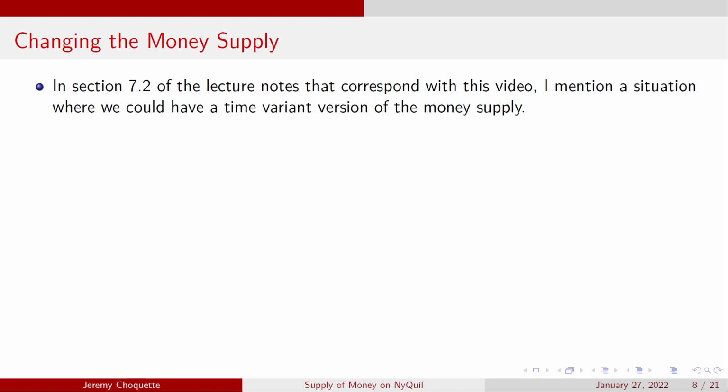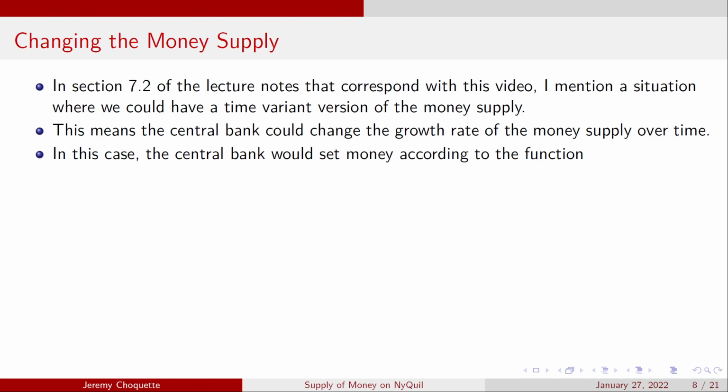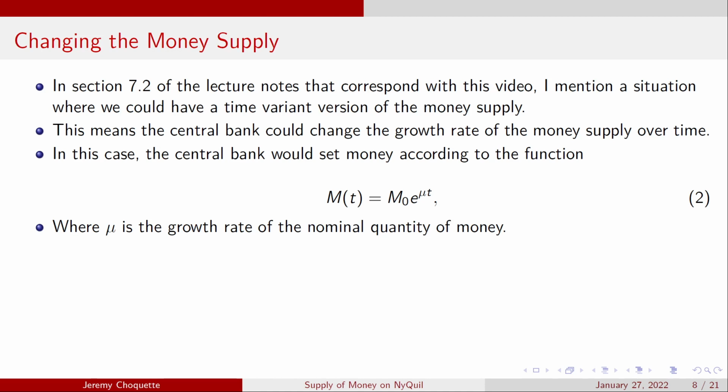Now, in a section of the lecture notes that I will be posting that correspond with this lecture video, I mentioned a situation where we could have a time variant version of the money supply, which means the central bank could actually change the growth rate of the money supply over time. In this case, the central bank would set money according to, let's say, this function here, M of t equals M naught times e to the mu t. It looks like a goofy u, but it's a lowercase mu, the Greek letter, where mu is the growth rate of the nominal quantity of money.